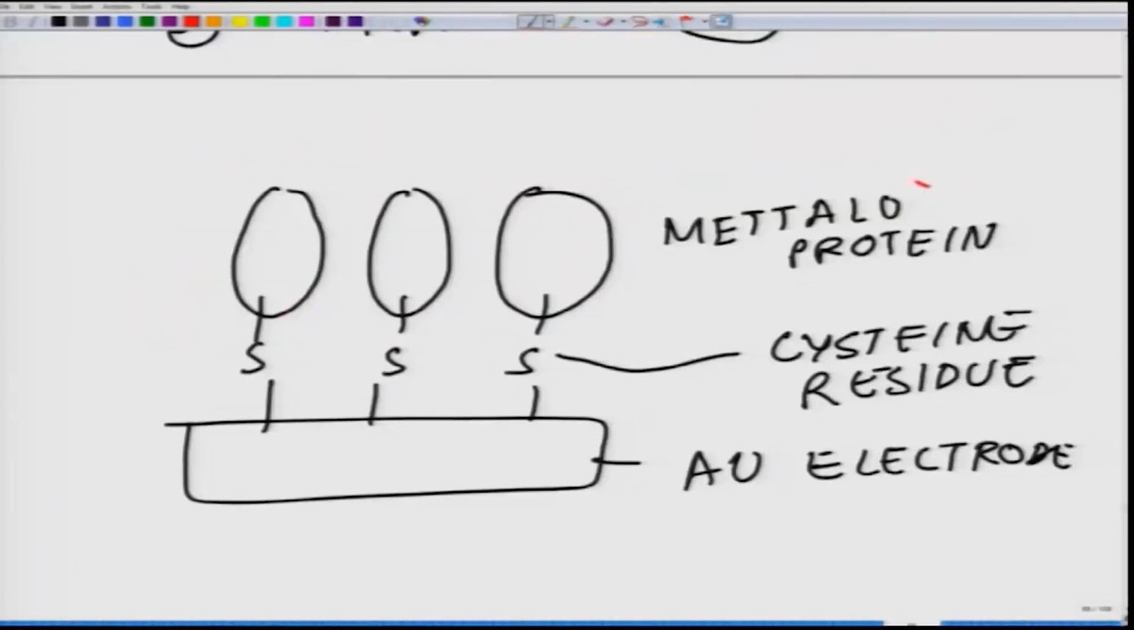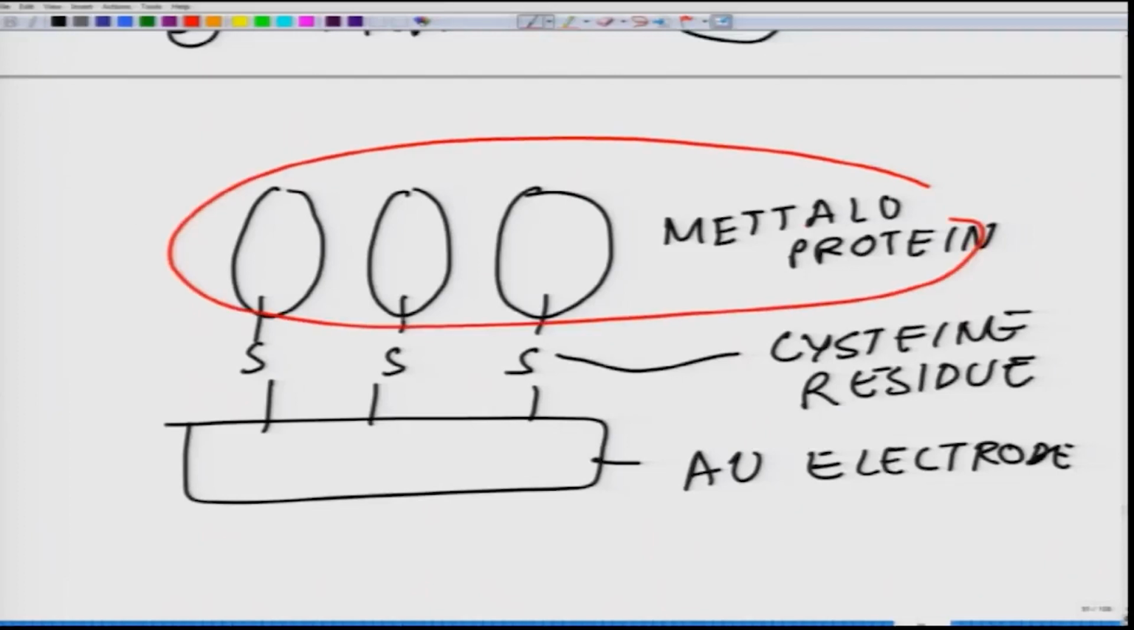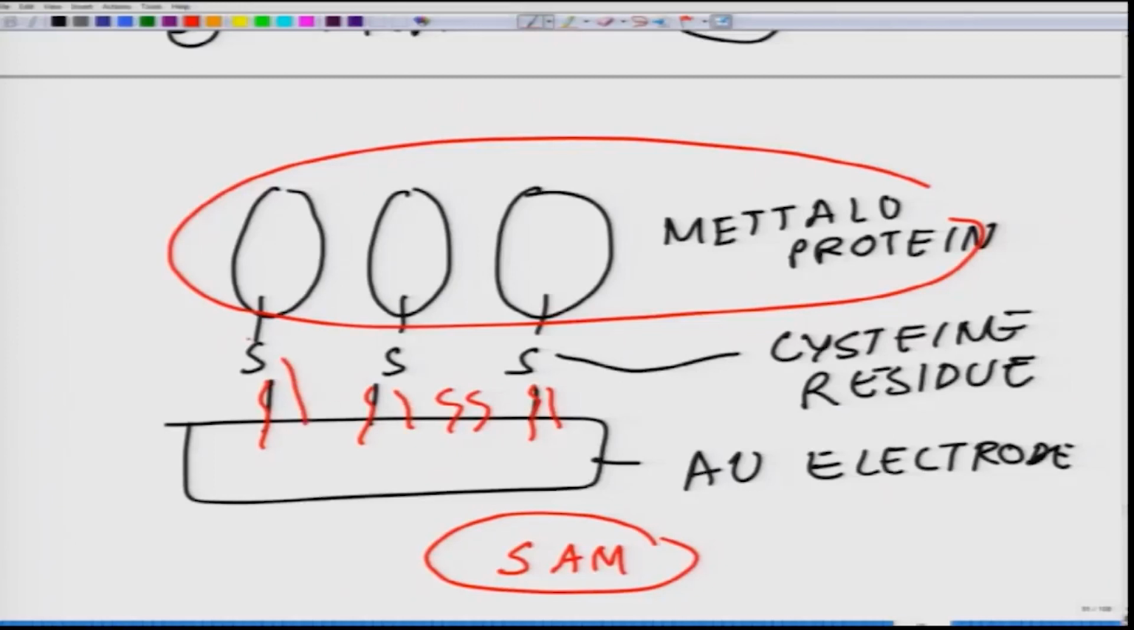Some of these metalloproteins use a strategy. If they have a cysteine residue, which is a sulfur containing residue, it could bind to the gold electrode. There are self assembled monolayers, SAMs, as they are commonly called, which are used to interface with the gold electrode to connect to it. So, there are several strategies.